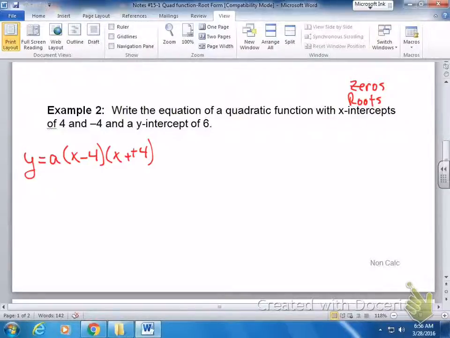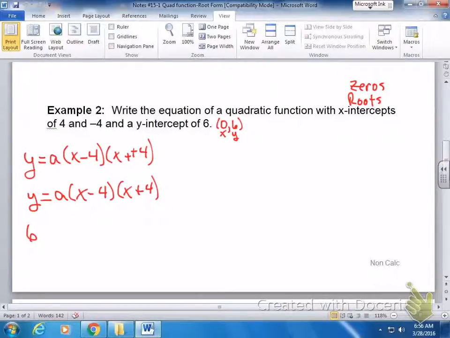I'm going to rewrite it. So I have y equals a times x minus 4 times x plus 4. I have it all cleaned up as much as I can, but I have a y-intercept. I know that's the point (0, 6). That's my x, and that's my y. I'm going to plug them in.